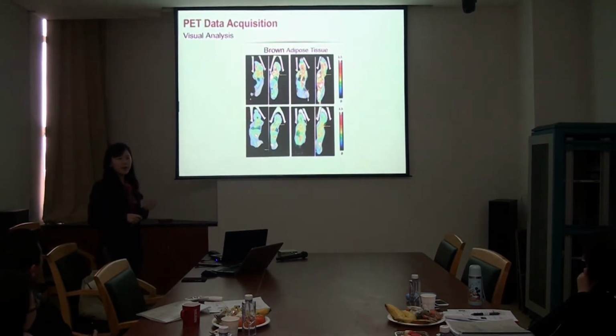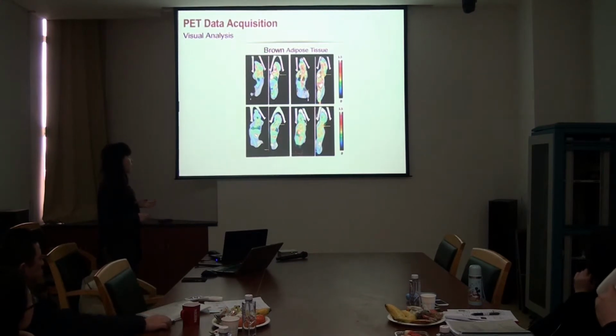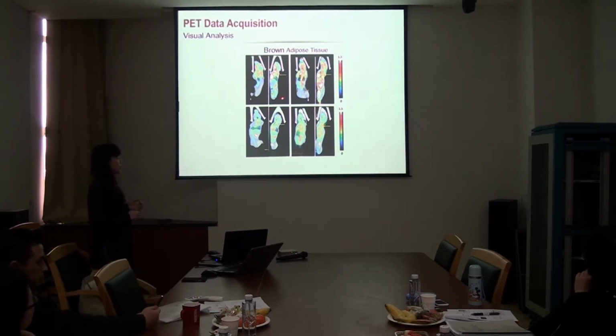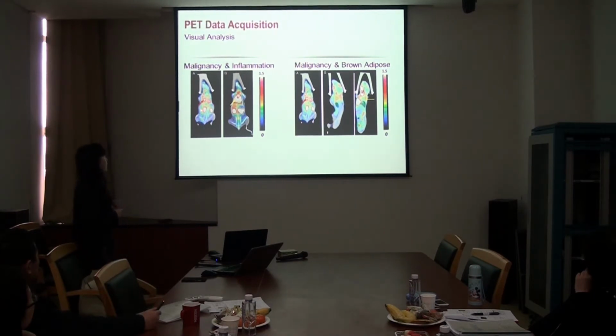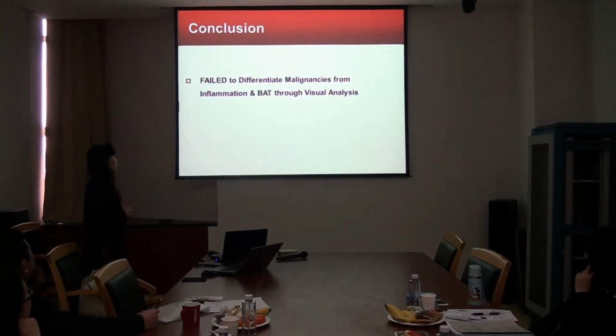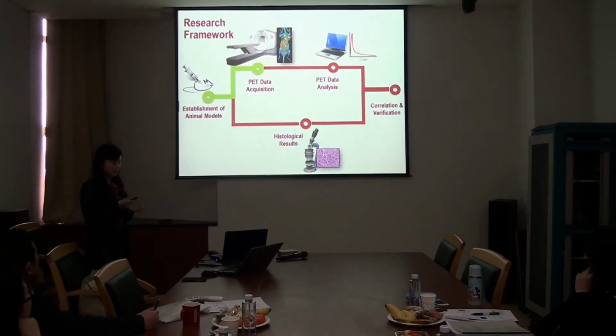Among all the groups, we found that 4 mice have a very high level of uptake in the interscapular region. We combined both sagittal and coronal images to find that this kind of uptake is caused by brown fat. So we did some comparisons, taking in situ inflammation and tumor, for example. We can find that both tumor and inflammation have a high level of FDG uptake inside the lung, and so did the brown fat. So we came to a conclusion that by visual analysis, we failed to differentiate malignancies from inflammation and brown fat only through the image itself. So we need to further analyze the data.